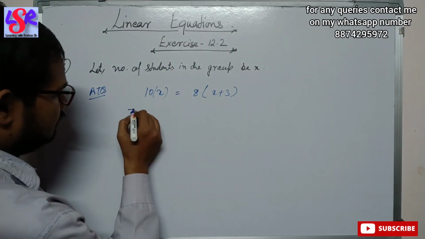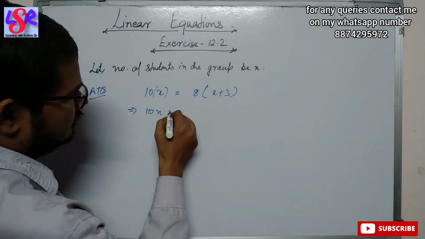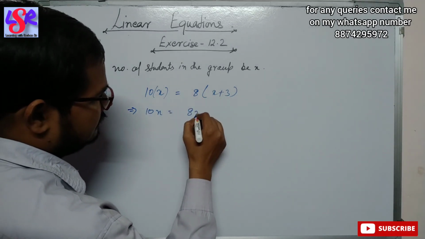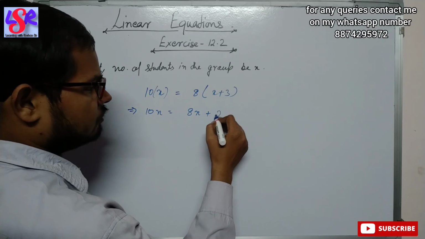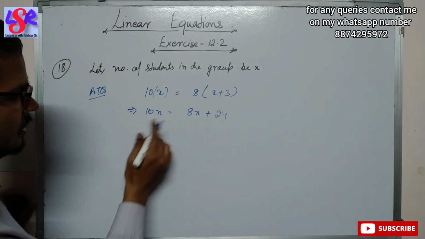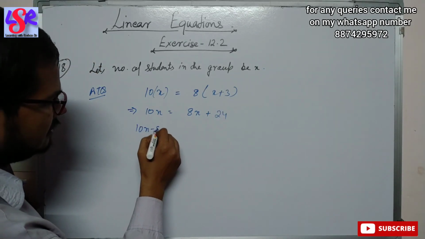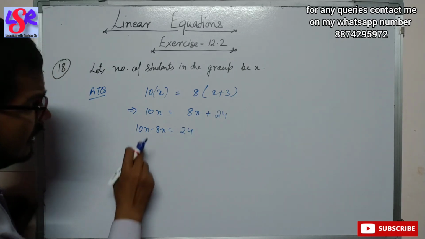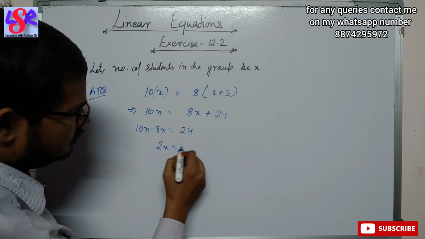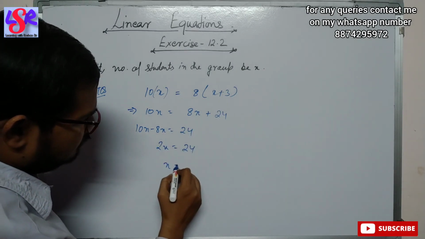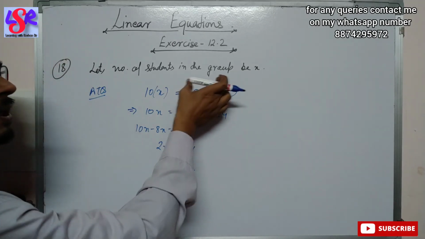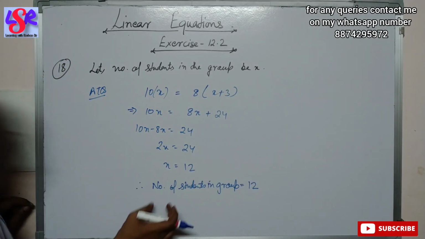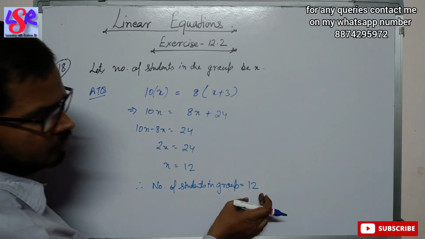And here on solving this we will be getting 10x equals 8 into x, that is 8x, plus 8 into 3, that is 24. Now put x on the other side, this is 10x minus 8x equals 24. 10 minus 8, that is 2x equals 24, and here x will be equal to 12. So there are 12 students in the group. Here we get the number of students in the group equals 12 as answer.